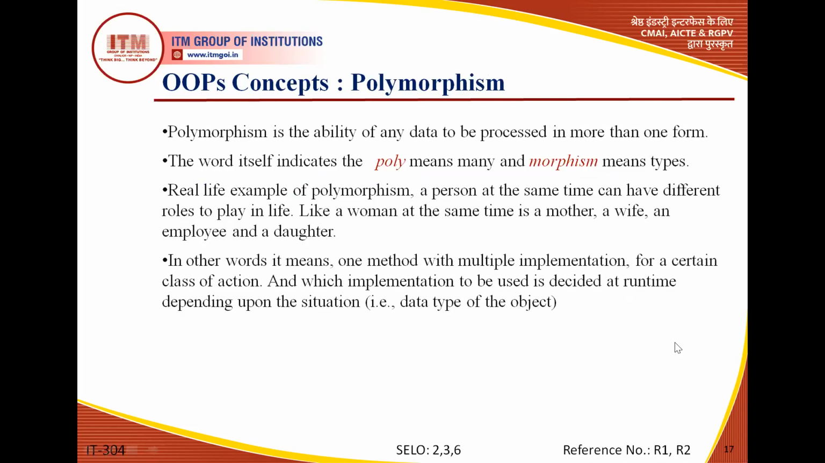Now, polymorphism. What is the meaning of this? Polymorphism. So, as the name implies, poly. So here poly means many, and morphism means types.